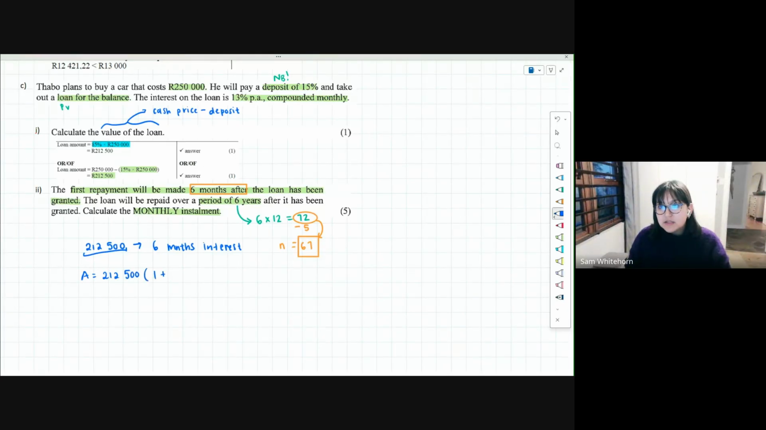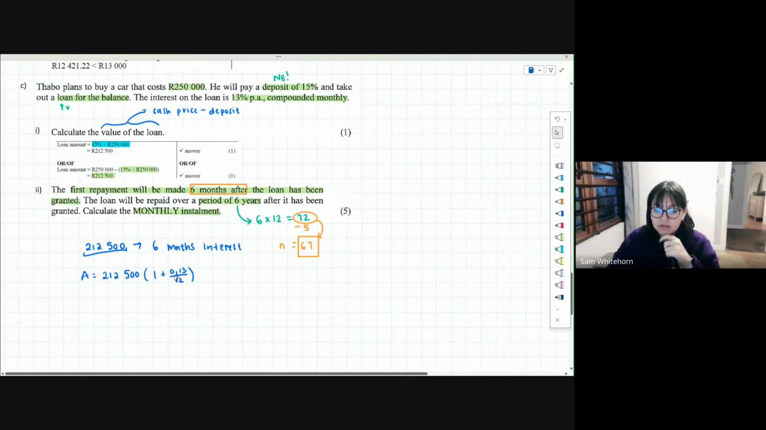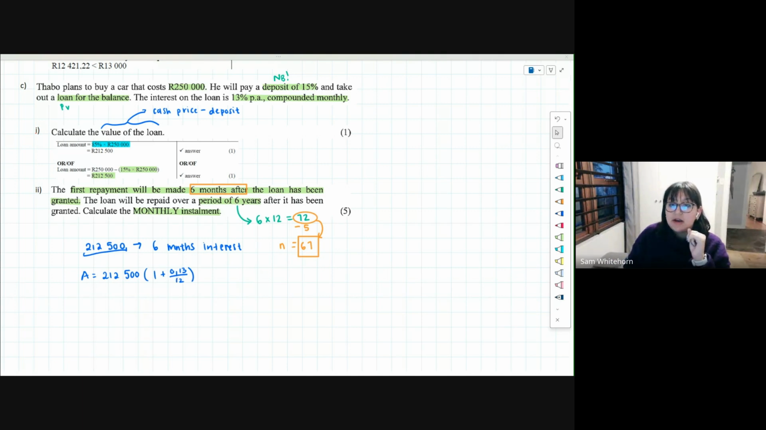Okay, so we're going to add 6 months worth of interest at 13% compounded monthly. And this is for 6 months. So to the power 6... Now I can't remember what the rest of my sentence was. To the power 5. Sorry.